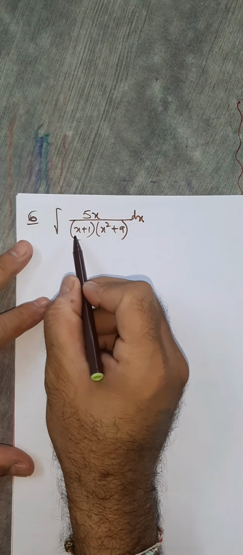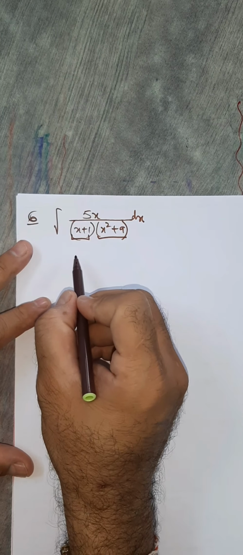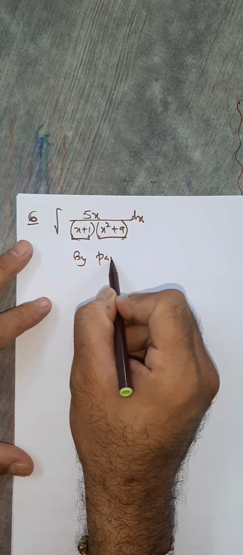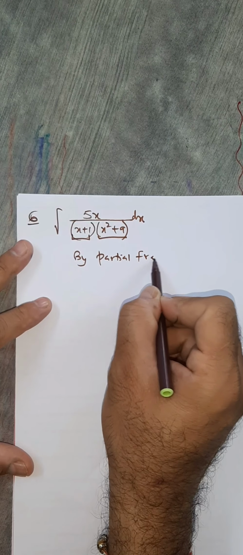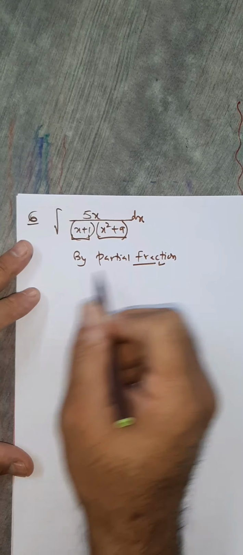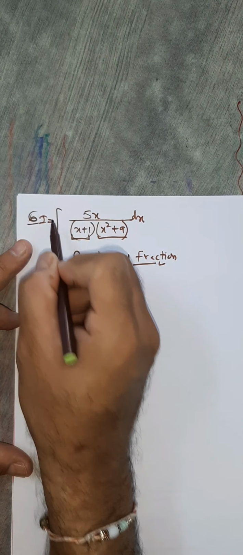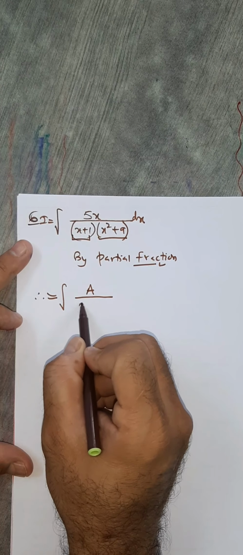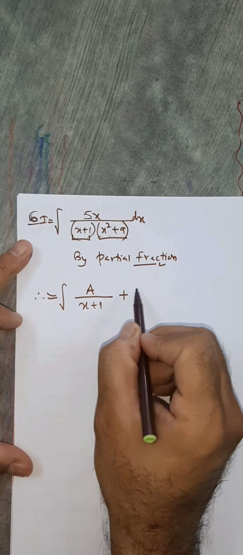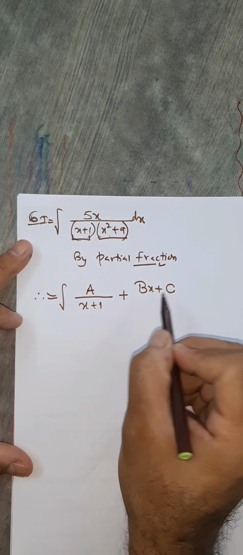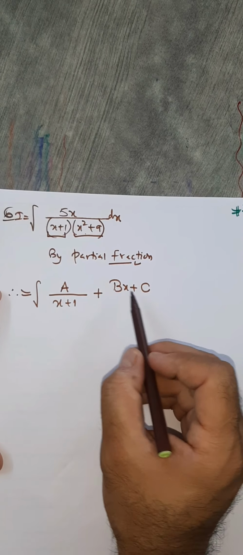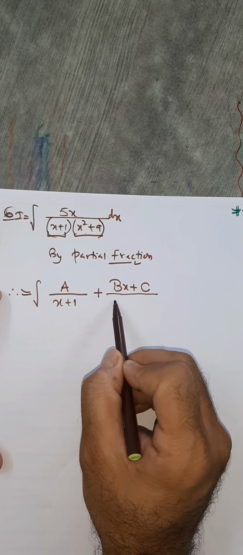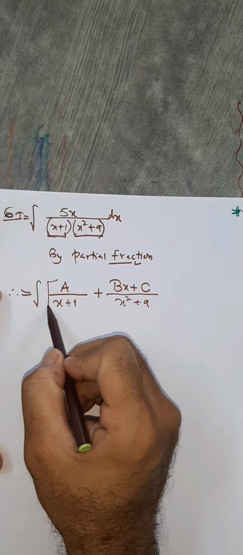Question number 6 here: 5x upon x plus 1 into x squared plus 9. Linear into quadratic. So how will we do it? By partial fraction method, you know. That's a standard way to handle such questions. Let me call this I here. So this equals, for the linear factor, I'll write A upon x plus 1. This is quadratic, so the numerator should be a linear function. Linear means ax plus b, but a is already used, so I'll write Bx plus C upon x squared plus 9 and then the whole dx.